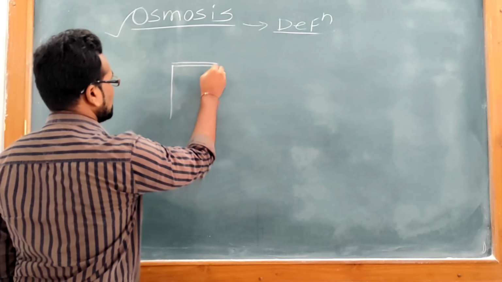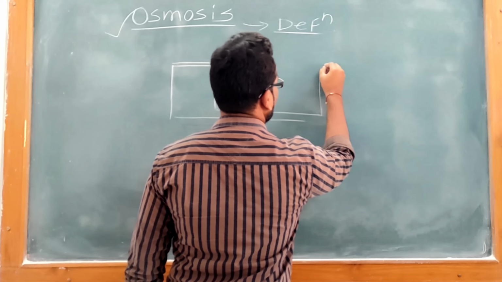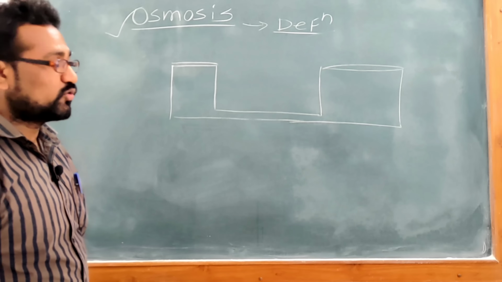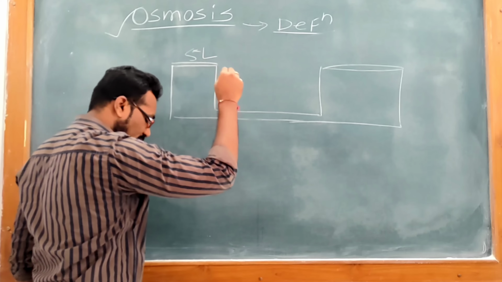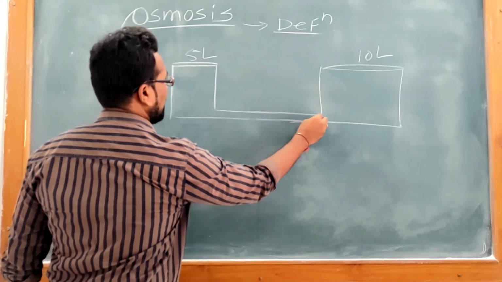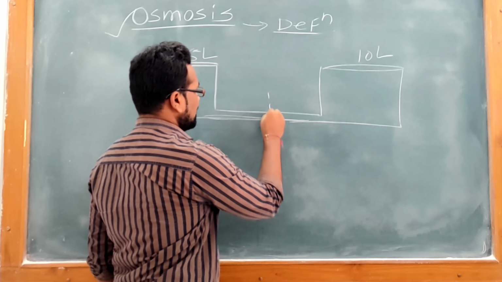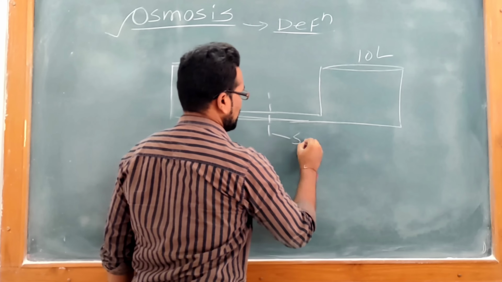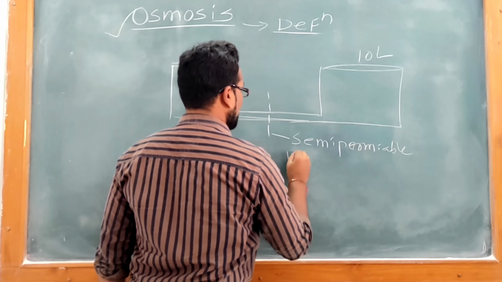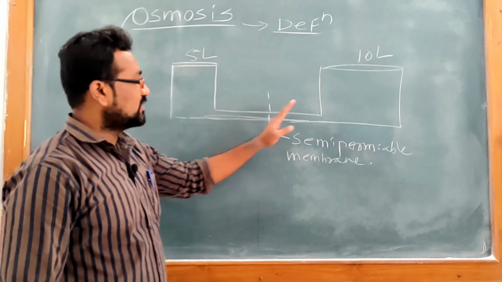For understanding osmosis, we have to look at one example which I am going to draw here. Here you have 2 beakers. This example will help you understand what I am trying to tell you about osmosis. One beaker's capacity is 5 liters, another beaker's capacity is 10 liters. These beakers are connected through a common pipeline between the 2 beakers. The pipeline is traversed by a semi-permeable membrane. This is the semi-permeable membrane present between the 2 beakers.